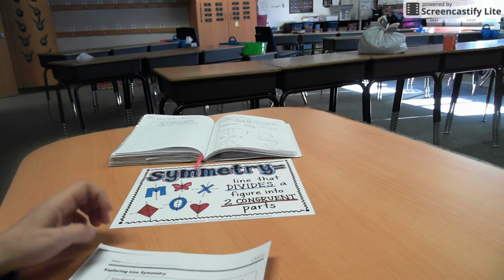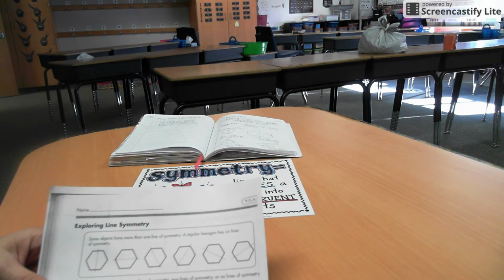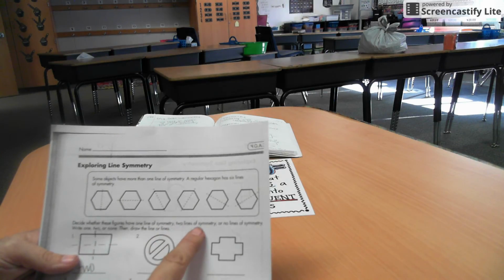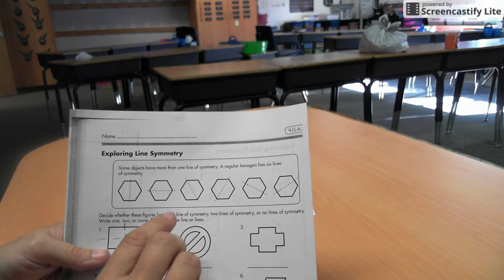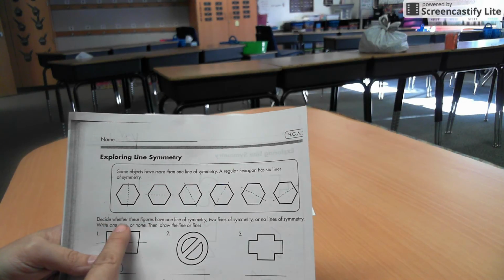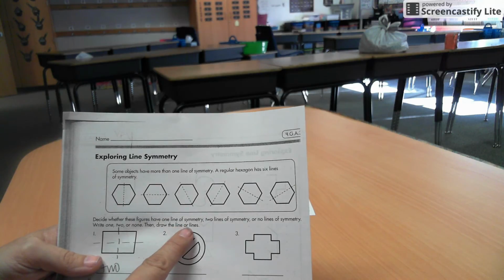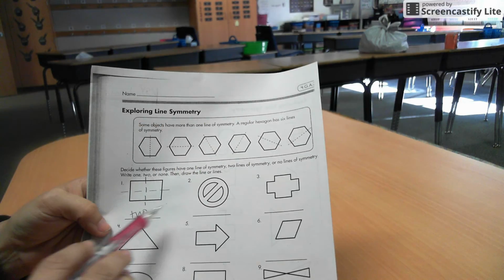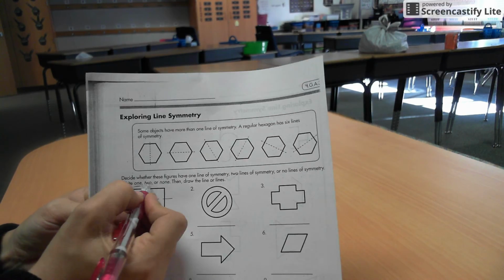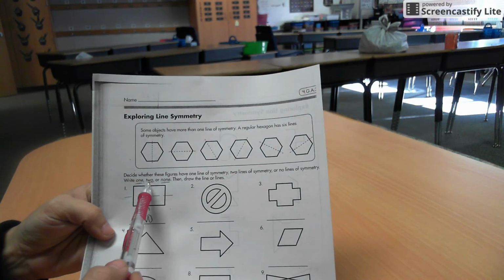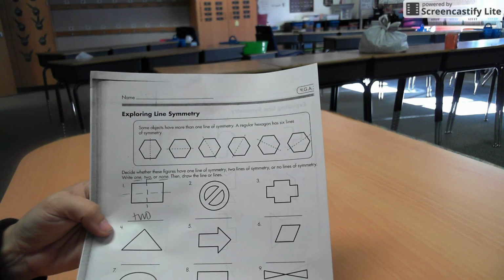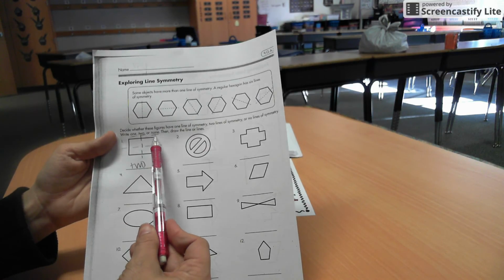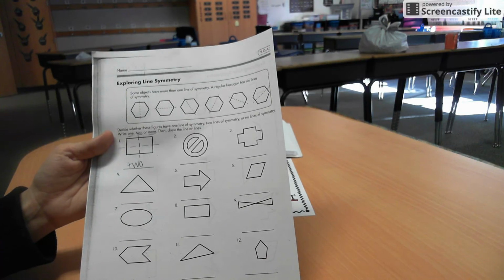All right, so we're going to start with page 102, Exploring Line Symmetry. Now what you're going to do in the directions, it says you're going to decide whether they have one line of symmetry, 2 lines of symmetry, or no lines of symmetry. And then you're either going to write 1, 2, or none, and then draw the line or lines. So the first one we did as an example in our notebook, it was a rectangle. So I wrote 2, and then I drew the lines that we did in the notebook. So you're going to continue doing that. You're going to decide, does it have 1 line, 2 lines, or no lines? And then draw the lines also.